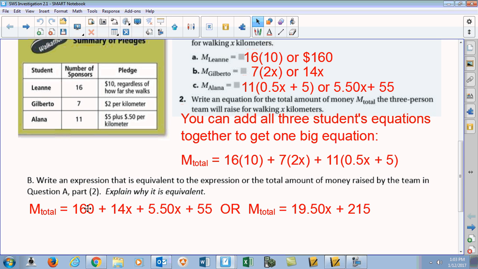we could also then take that and simplify it by combining like terms. So you could have come up with those 2 possible answers as your equivalent expressions to number 2, part A.